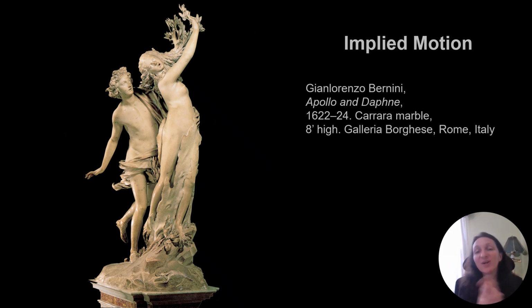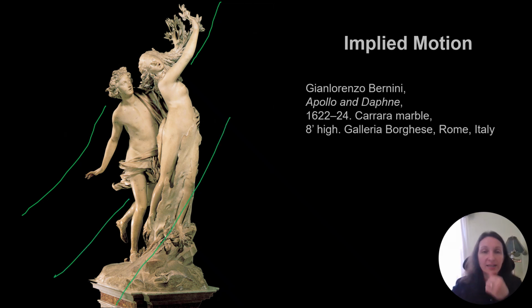So implied motion, we've got Bernini's Apollo and Daphne here, right? How are we getting this idea of implied motion? Look at all these diagonal lines, right? The whole artwork is just a series of diagonal lines. And this artwork is showing the dramatic climax, we'll say, of this story where Apollo pursues Daphne, and then finally she says, I'd rather be a tree, and there's a whole storyline that goes along with that. A lot of storylines go along with art, but we're going to keep moving forward to keep time down.